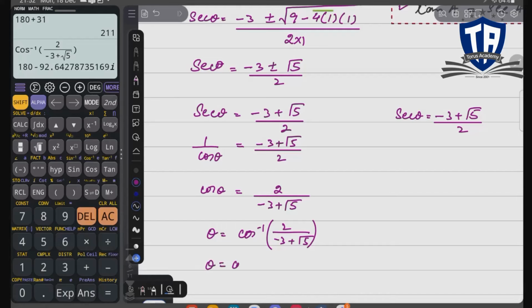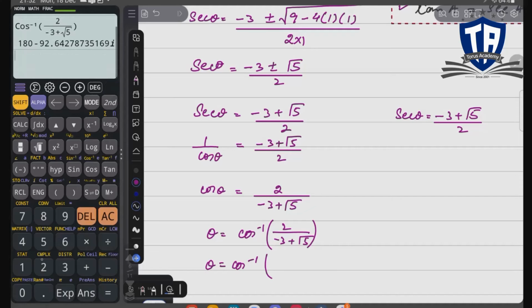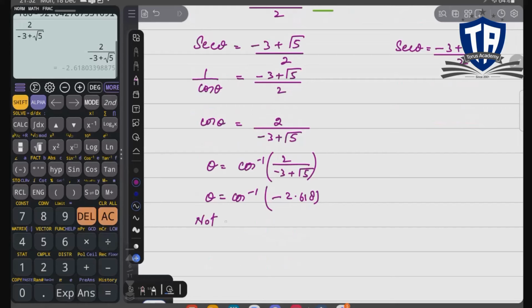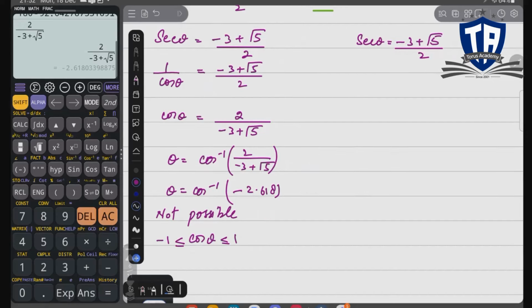If you still have a problem in understanding this, let me convert this value into decimals. It is 2 over minus 3 plus root of 5. So this is what I'm getting. It is equal to minus 2.618. So the answer will not be possible because cos of an angle theta always lies between 1 and minus 1. Okay. The other equation which we are going to solve is secant of theta is equal to minus 3 plus under root 5 over 2.